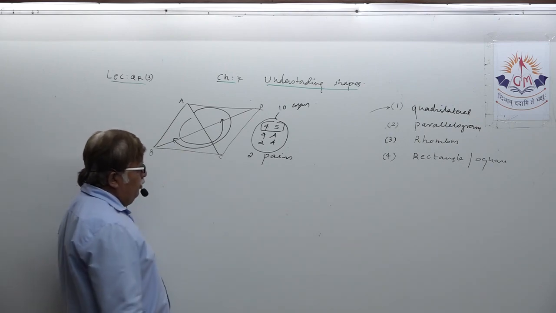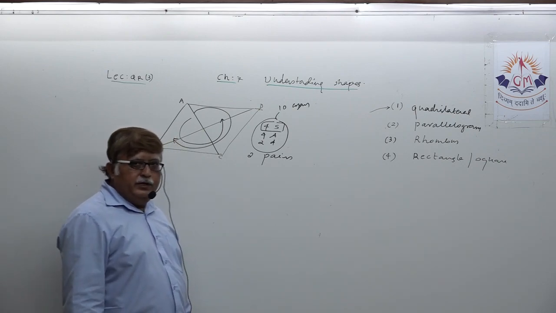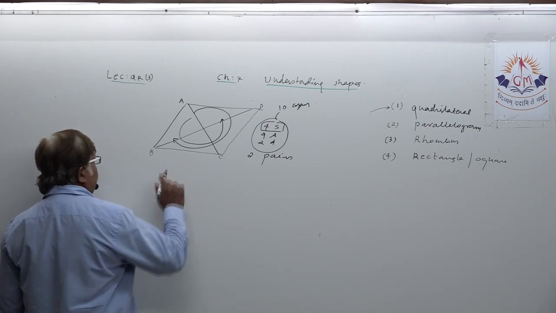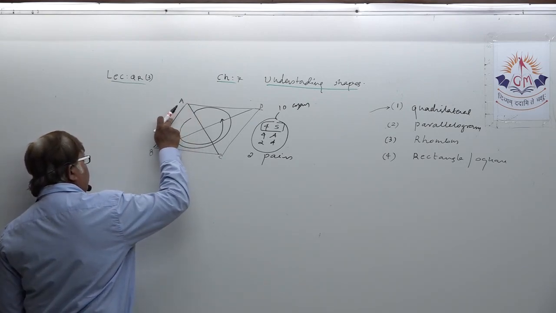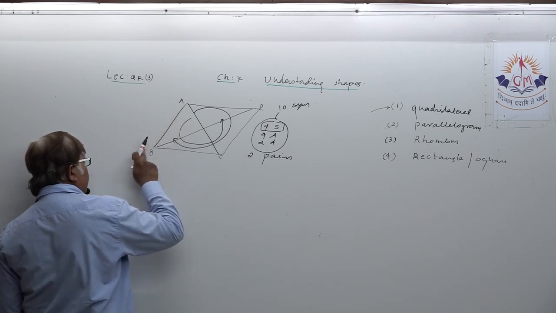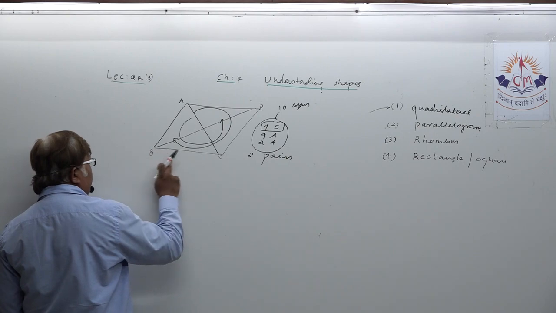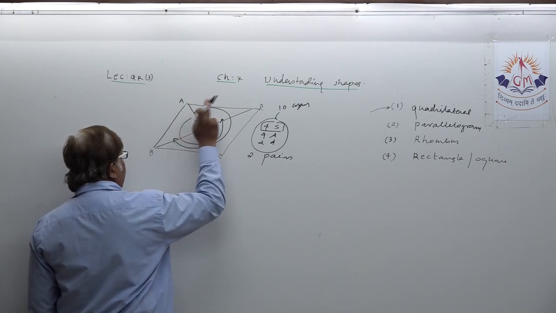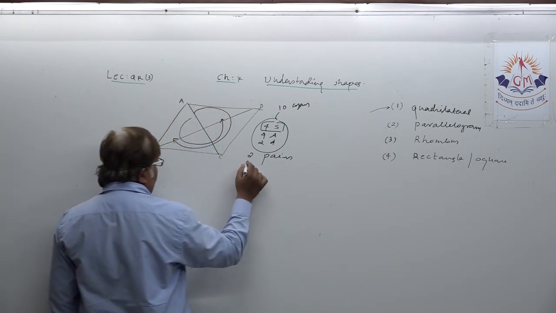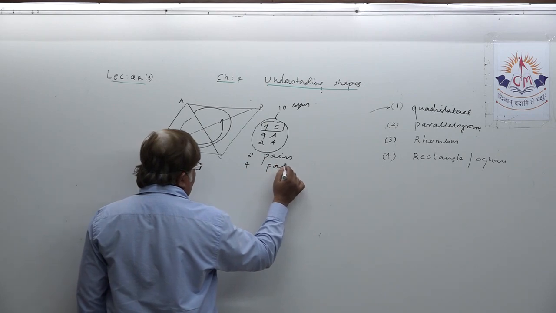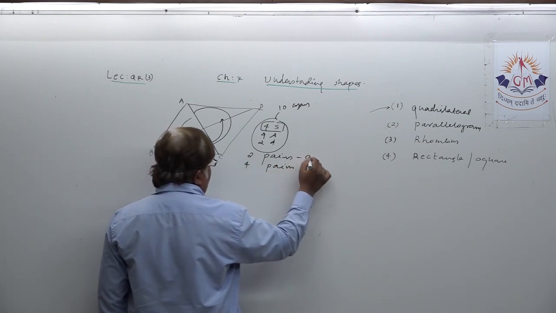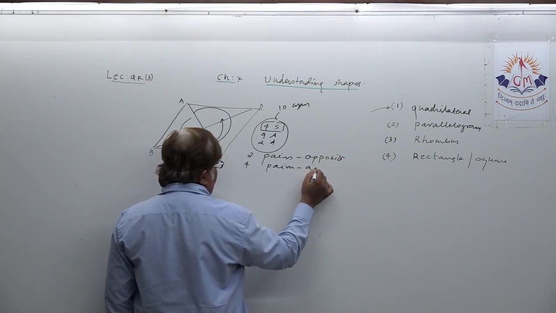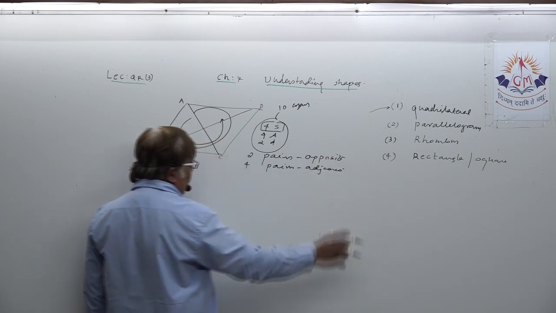So 2 pairs of opposite sides, that you understood. Now, how many pairs of adjacent sides? Just concentrate. AB and BC first pair, BC and CD second pair, CD and DA third pair, DA and AB fourth pair. The quadrilateral has 2 pairs of opposite sides and 4 pairs of adjacent sides. This you need to remember.